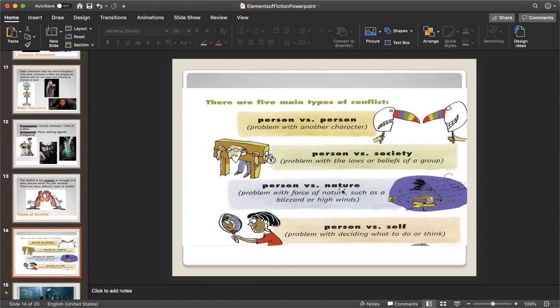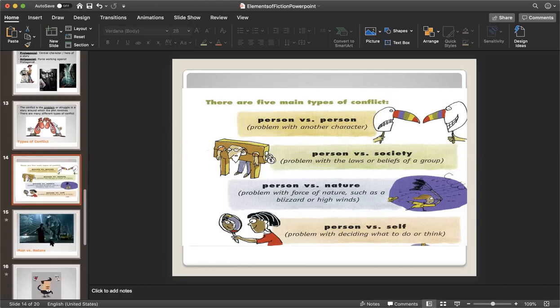Person versus nature. We're kind of going through that right now, where nature is the problem with COVID-19. This is when one person is going up against natural forces, where basically natural forces are causing issues towards mankind or individuals in the story. And of course, person versus self. This is when a person has to make a decision. I'm going to go through each of these and give you a good example.